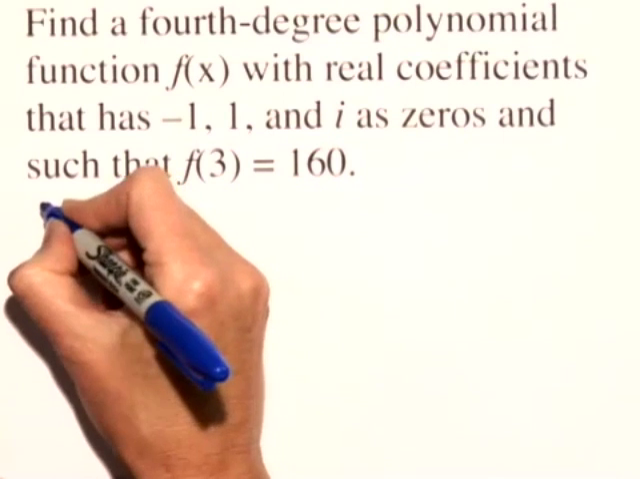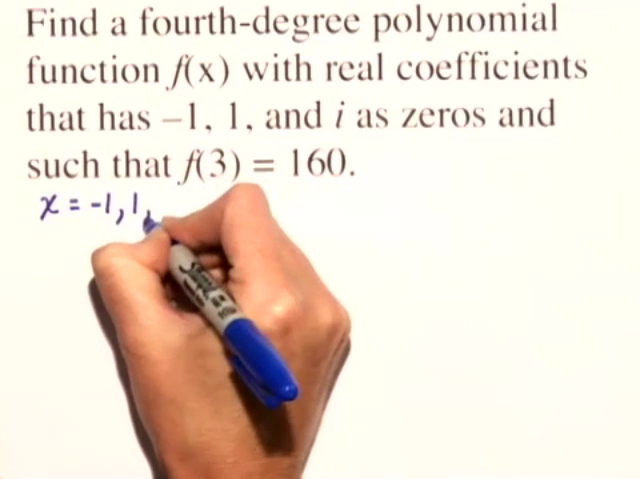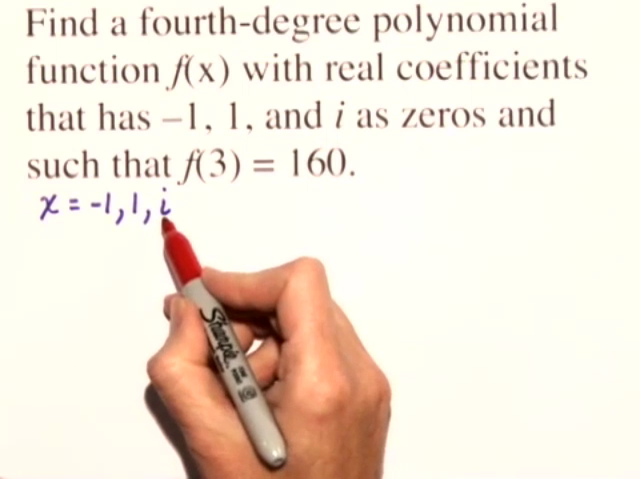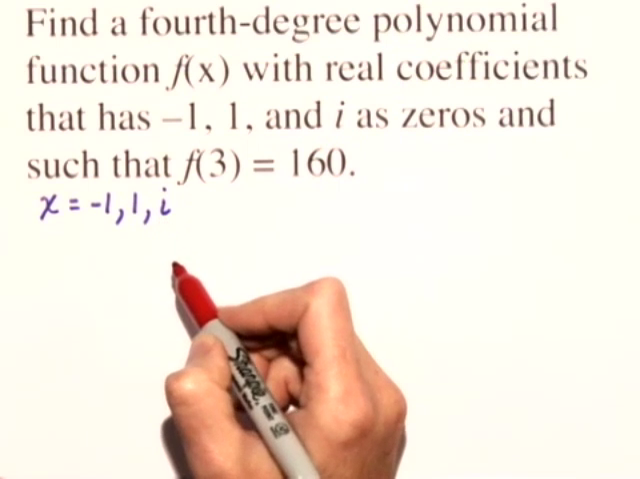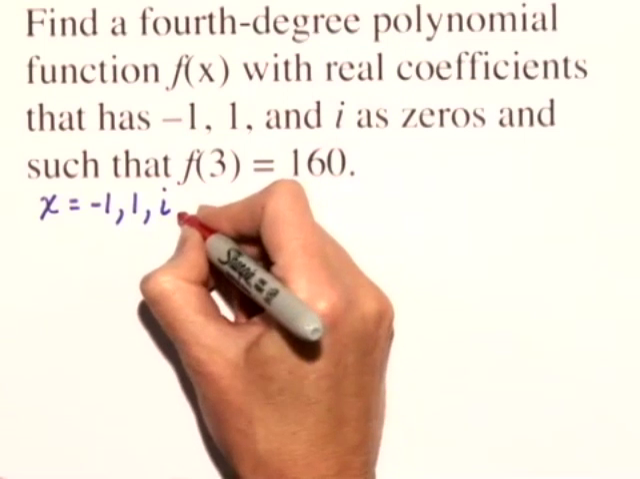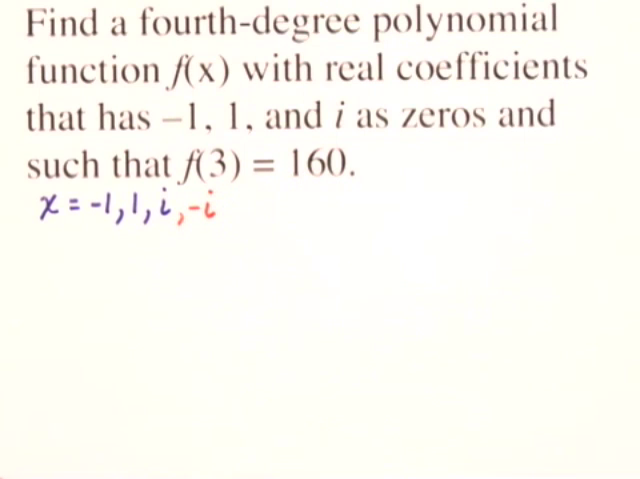Let's start off with the zeros. We know that x is equal to -1, +1, and i, but that's only three of the four zeros. So we have to remember with complex numbers such as i that the zeros or the roots always come in what is called a complex conjugate. So if positive i is a root, then we automatically know that negative i is a root as well. So now we have our four roots, and we'll write them in factored form.